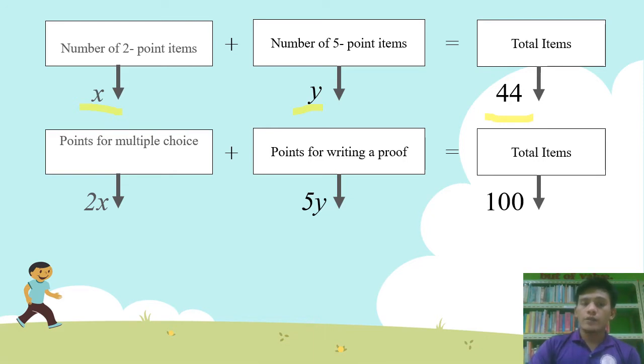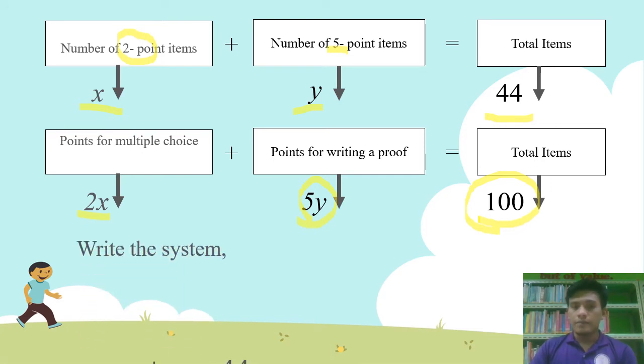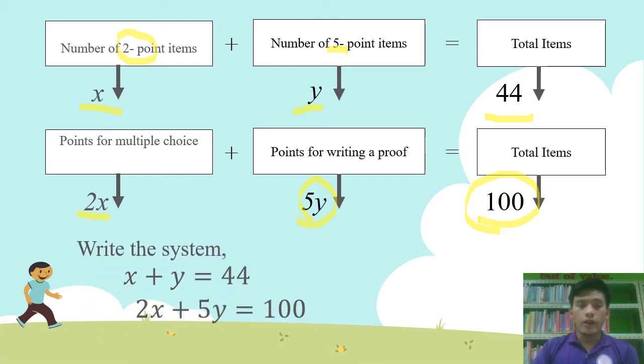Points for multiple choice: the number of 2-point items, that's why 2x. Points for writing a proof, which is the number of 5-point items, that's why 5y. And the total points is 100. So we already formed two equations. Write the system: x plus y is equal to 44, 2x plus 5y is equal to 100. Now we can already solve the problem because we already have two equations.